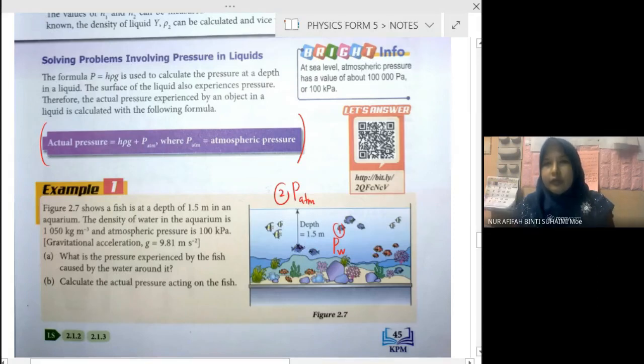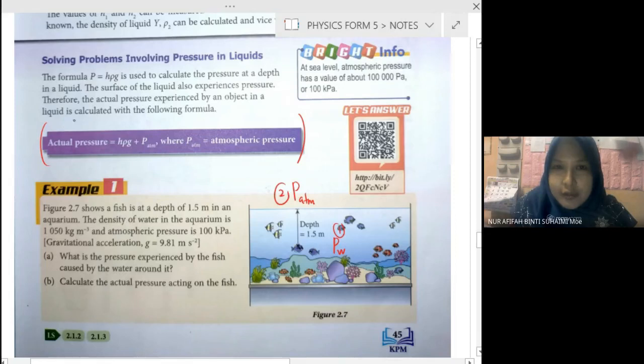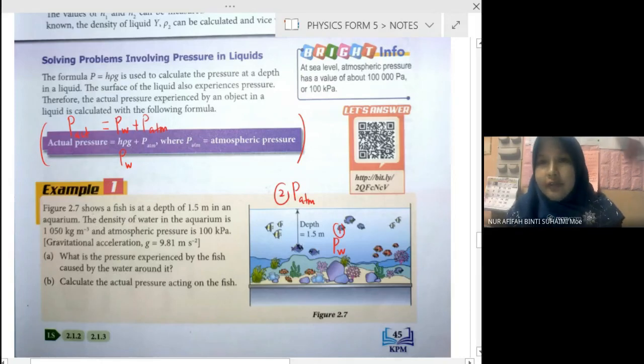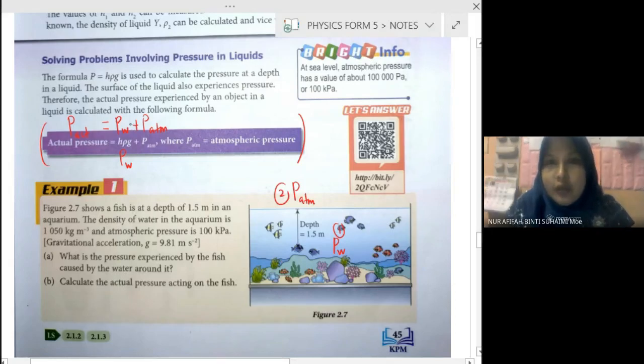So the actual pressure for this fish, PACT, equals the pressure exerted by the water surrounding the fish plus the atmospheric pressure. So we must add these together to find the actual pressure exerted on the fish. Actual pressure equals water pressure plus atmospheric pressure. That is for actual pressure.